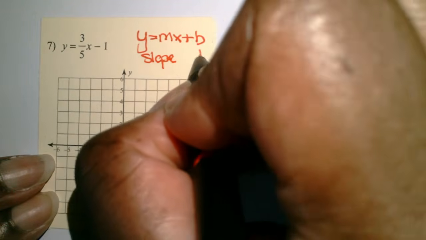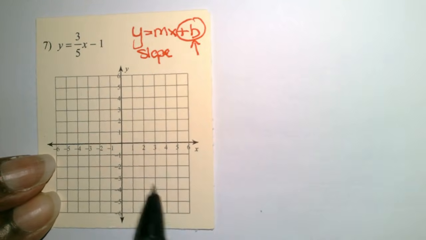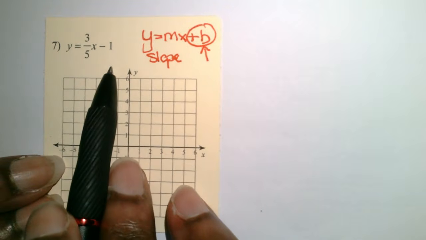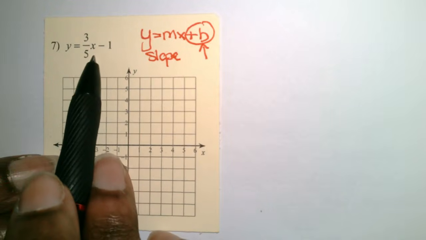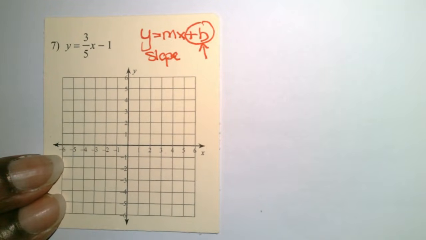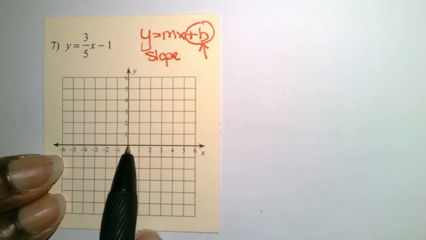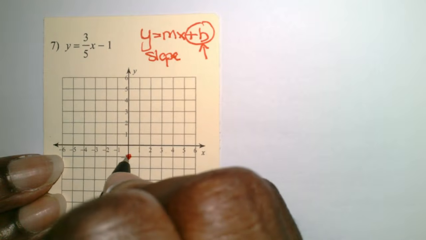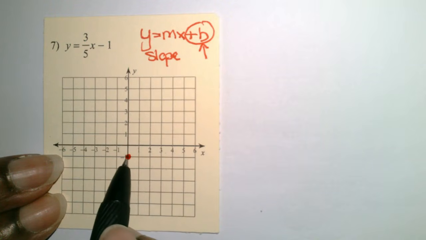Your b, and its sign, that's your y-intercept. That's where it crosses on the y-axis. Y goes up and down. This will tell you where you're going to start. So for this equation, y equals 3/5 x minus 1, your first point is going to be at -1. Here I am at 0. Here's -1 on the y-axis. So now, this is your point where you're going to start.